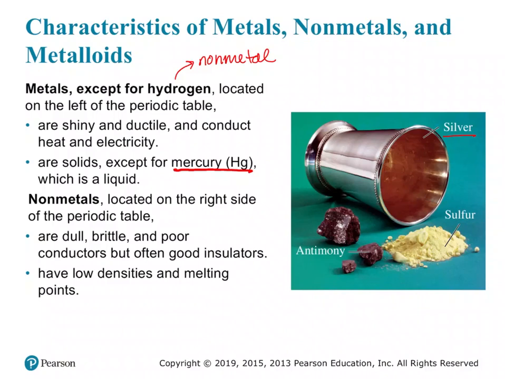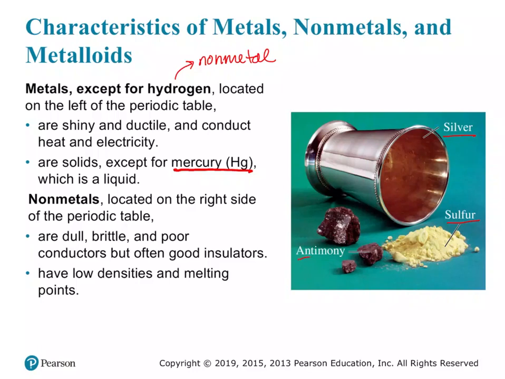Now, nonmetals, remember, are located on the right side of the periodic table, and there are not that many nonmetals. I believe there's only about 20 or less nonmetals. So nonmetals are dull, brittle, and they're poor conductors, but they're often good insulators. They also have low densities and low melting points. So sulfur, shown on the right, is a nonmetal, and you can see it's kind of powdery, it's dull, and it's brittle.